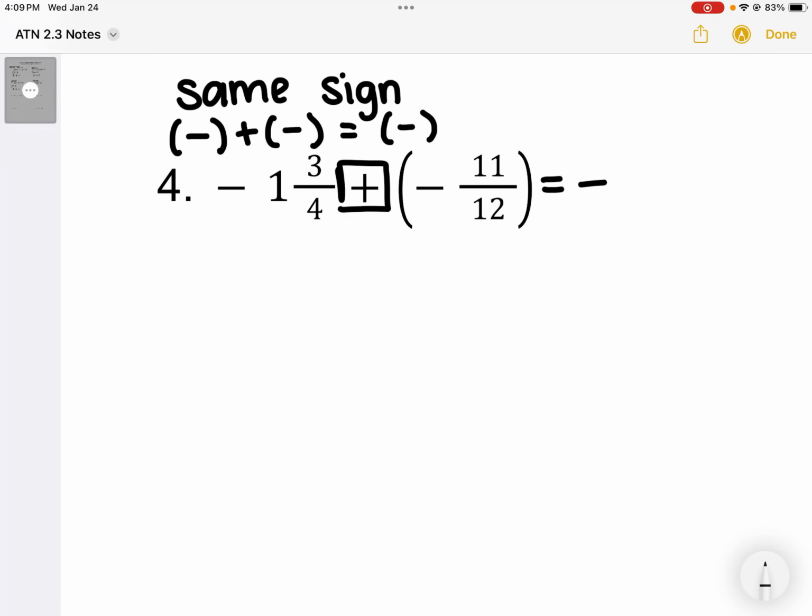Next thing I need to do is turn my mixed number into an improper fraction. I turn 1 3/4 into an improper fraction by doing 4 times 1, which gives me 4, 4 plus 3, which gives me 7. 1 3/4 becomes 7 over 4. There is my addition sign because I'm doing what the sign says, and my 11 over 12.